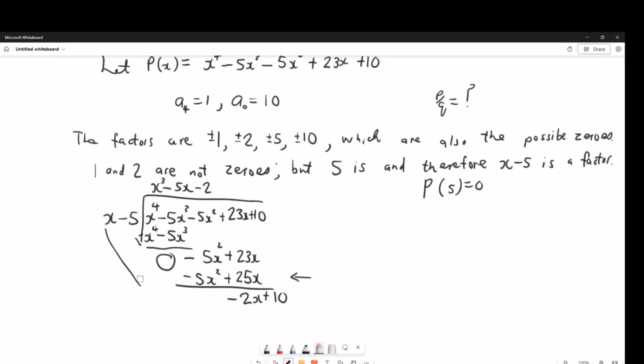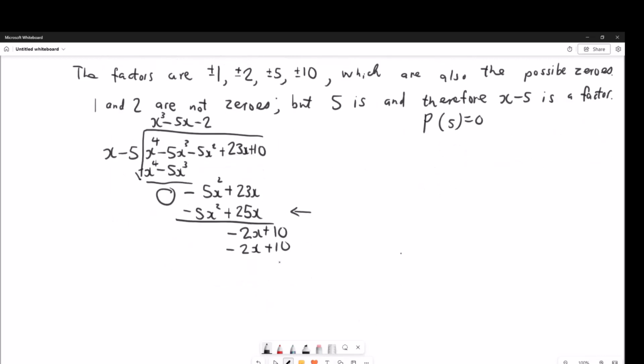And then we do the following. We multiply again. Minus 2 times x is minus 2x. And then minus 5 times minus 2 is plus 10. And clearly you can see that the remainder is 0 when you do the subtraction there, right? The remainder is 0. So we found another factor.